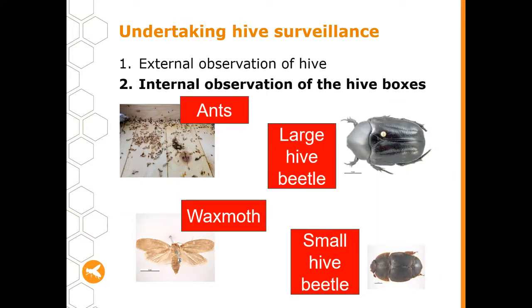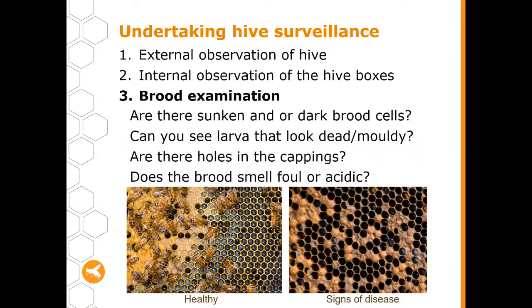Inside the hive, when you open it up, if you can do an internal observation, and you notice nasty little pests like ants or wax moth getting around your hive, or small hive beetle, or large hive beetle, these are all ones we want you to keep an eye out for and report. And then, of course, a brood examination is really important.